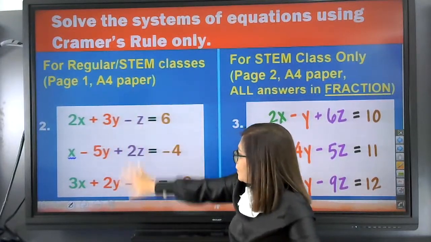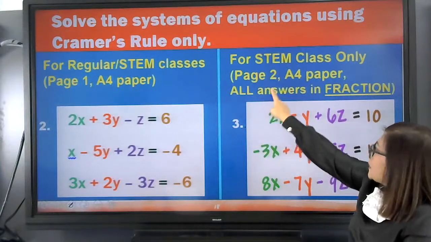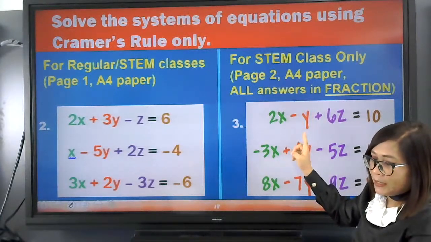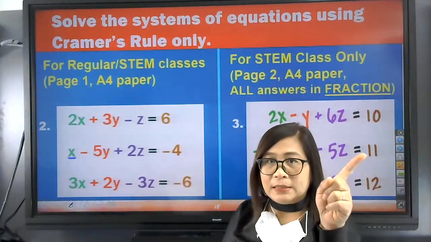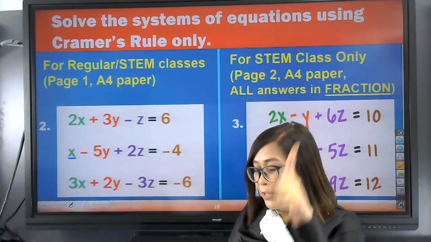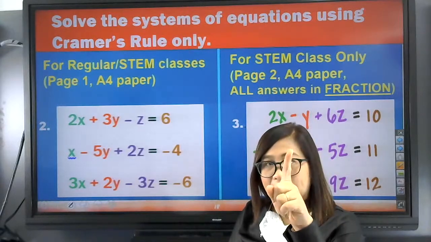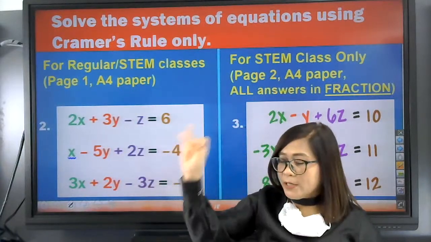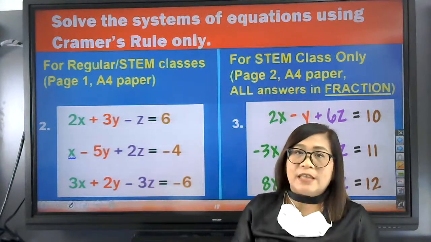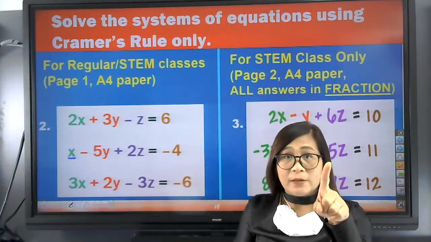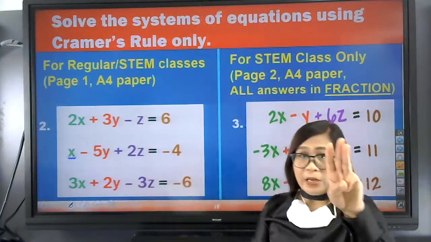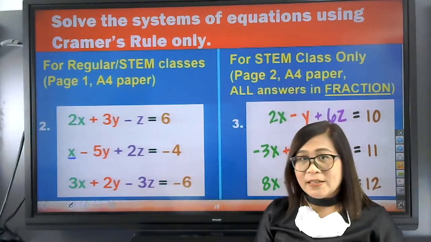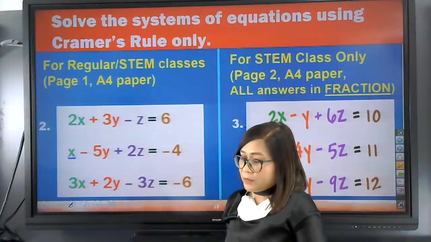This is for regular students. And number 3, only STEM class will do this. The puzzle is for everyone. Regular class students will do the puzzle and STEM class students will do the puzzle. Regular class students will do only number 1 and 2. But for the STEM classes, you have to do number 1, the puzzle, number 2, number 3. Again, STEM class students, 1, 2, and 3. The rest will do number 1 and number 2.